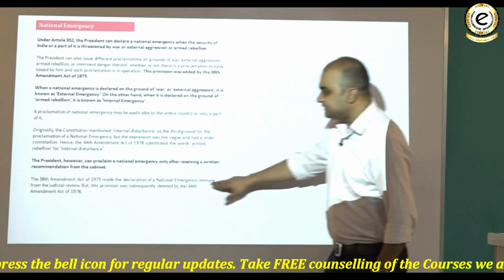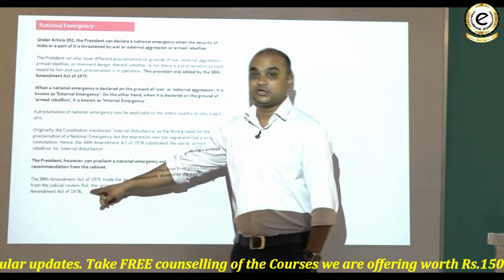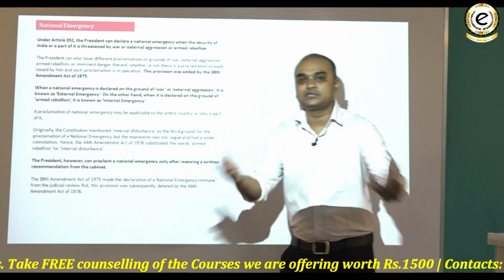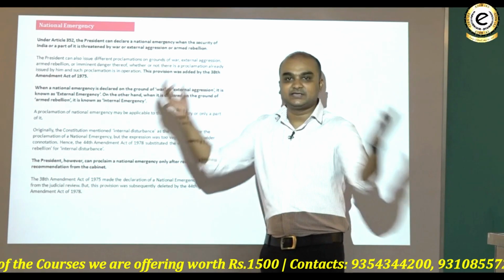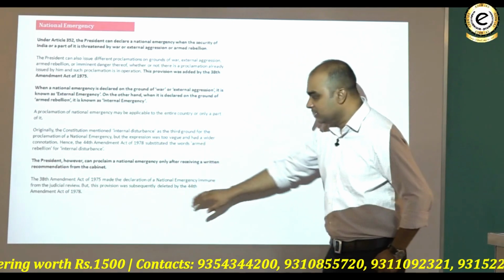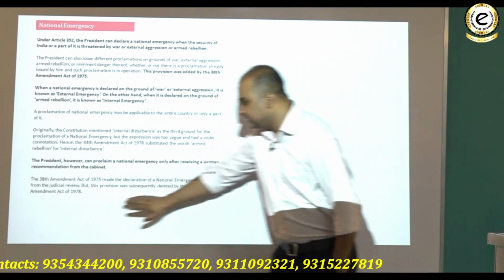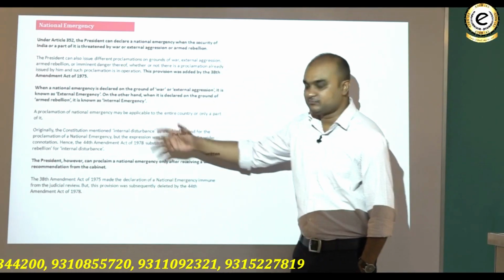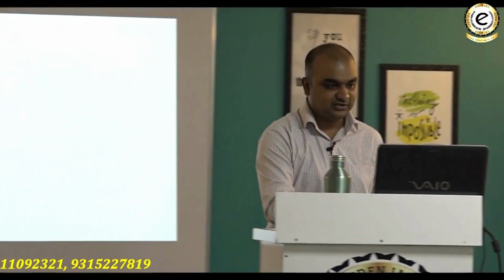The 38th Amendment Act of 1975 made the declaration of national emergency immune from judicial review. But you know, judicial review is a part of the basic structure, and you cannot make anything completely immune from judicial review. However, that controversy did not arise because the 44th Constitutional Amendment Act 1978 subsequently deleted that provision.